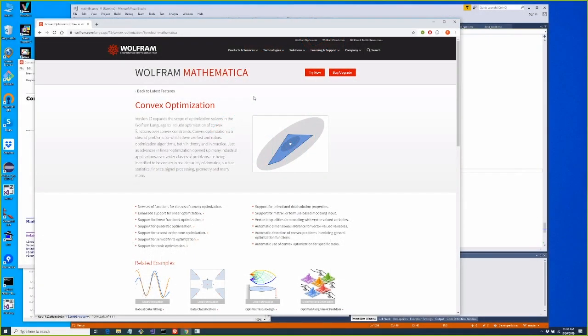Hello, my name is Rob Knapp, and I'm a developer at Wolfram Research who works on numerical computation. And the thing we've done the most recently is a whole series and suite of functions that do convex optimization. So one question you may have is, why is convex optimization interesting?